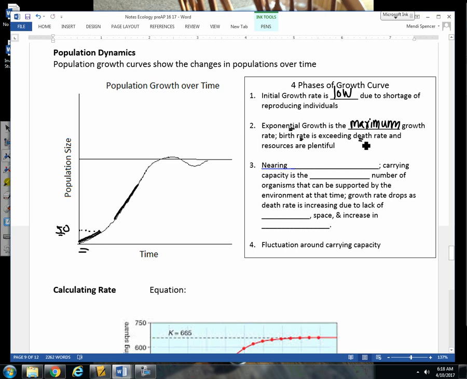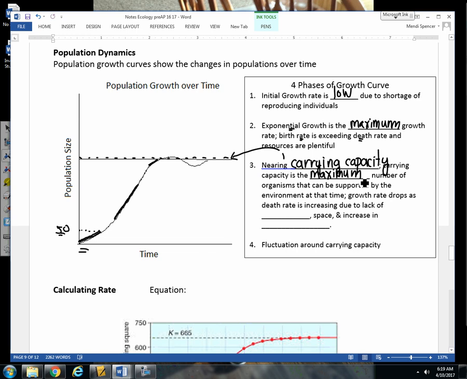Eventually, though, we see that the slope of the line becomes less steep. In this situation, the population is nearing what we call carrying capacity. This line represents the carrying capacity of that population. And this line represents the maximum number of organisms that can be supported by the environment.